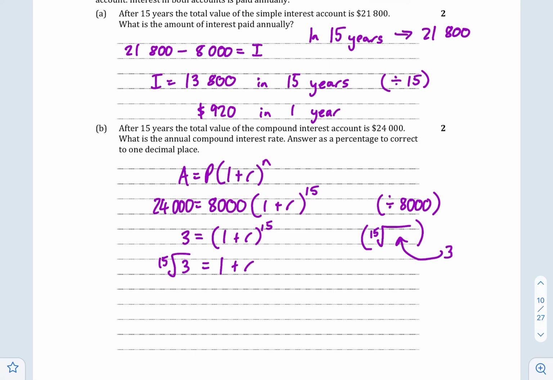Now before I type that into the calculator, I'm going to do the next step, which is to take away 1. Because if I do that, I'm going to have R by itself. And if I type that into my calculator now, I get this, 0.07598996, and so on.